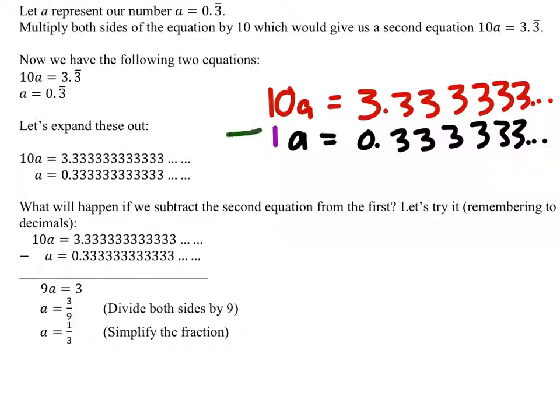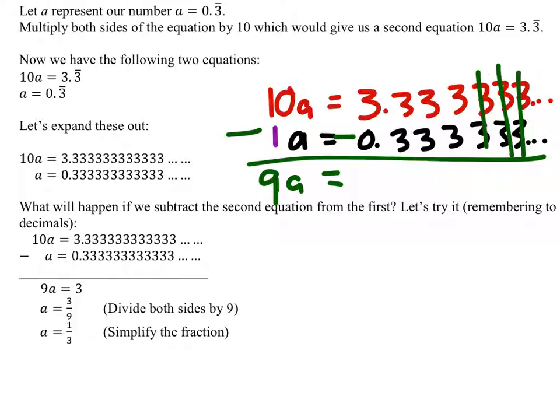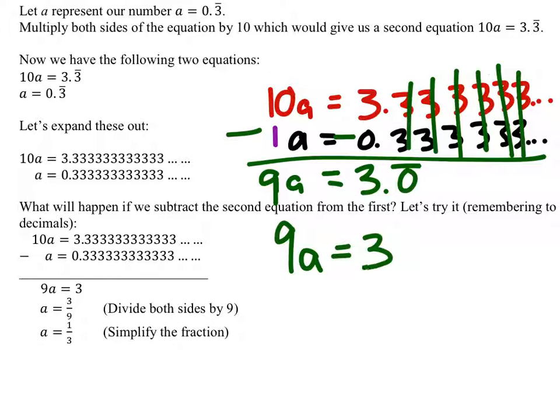And if I decide to subtract these, then I will have a new single equation. 10a minus 1a is 9a's. That's a 9. And then if we subtract these, starting from the right, the 3's cancel, and these 3's cancel, and these 3's cancel, all the 3's cancel. So we end up with a 0 repeating right there. And 3 minus 0 is 3. So let me show this equation down here. I got 9a equals 3.